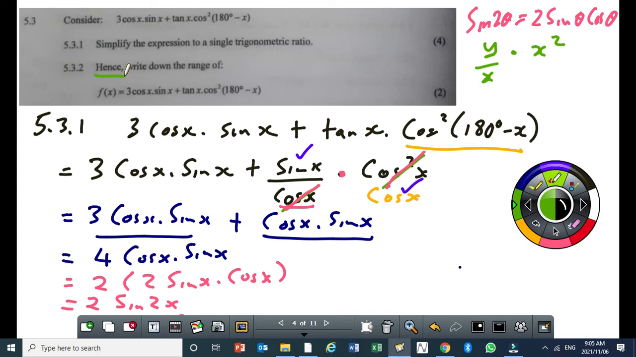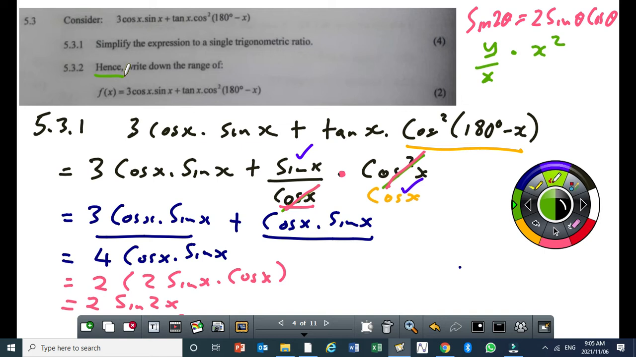What it means is that there is a connection between 5.3.1 and 5.3.2. That's what it means. So if you didn't get 5.3.1 right, you are at a high risk of getting 5.3.2 wrong, because there is a relationship. If you can't get that single trigonometric ratio in 5.3.1, you won't be able to do 5.3.2. Alright? So, we got it.